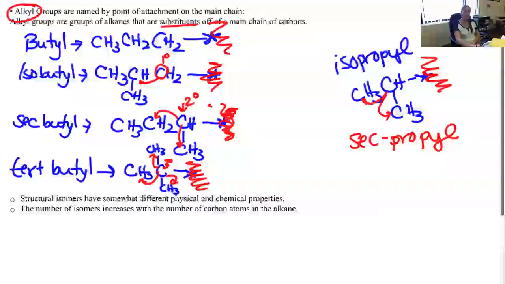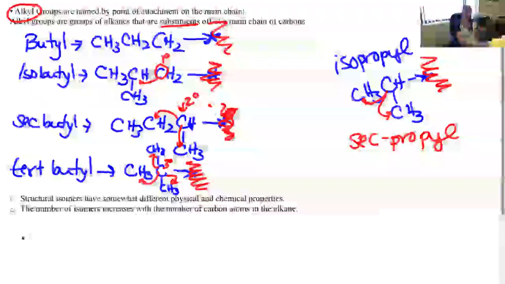Structural isomers have different properties. And the number of isomers you have increases with how many carbons you have, how many different types of carbons you can have. So I hope I'm bringing this all together. You're probably really confused. I'll bring it all together. We're going to look at some examples, and hopefully that'll help clear the air a little bit.